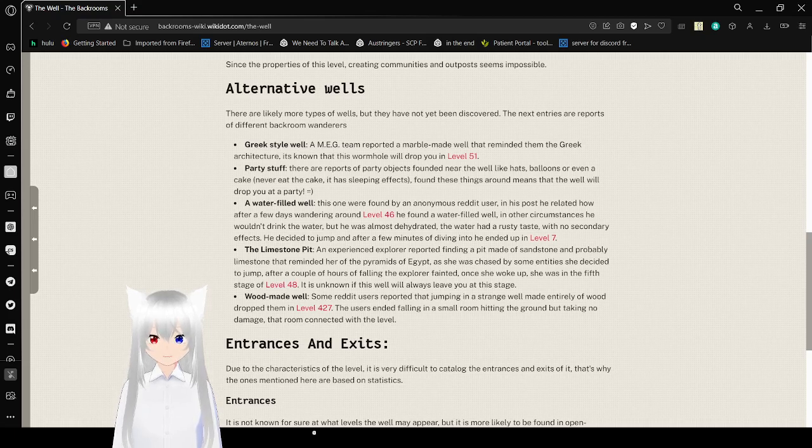Greek-style well. An MEG team reported a marble-made well that reminded them of Greek architecture. It is known that this wormhole will drop you in level 51.